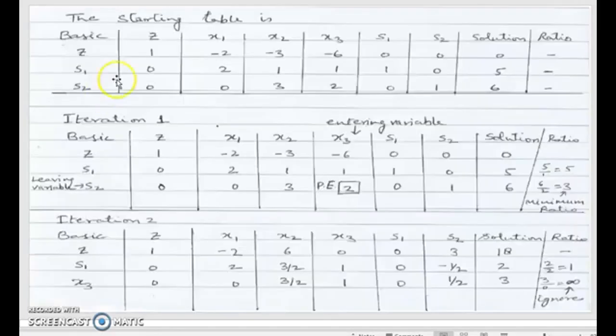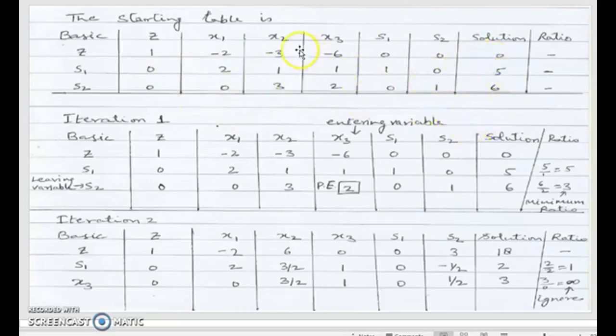So we write down the starting table. We write the basic variables here, s1, s2, and the Z row we have written after taking all the elements to the left hand side. So the coefficient of Z is 1, coefficient of x1 is minus 2, coefficient of x2 is minus 3, coefficient of x3 is minus 6, and the coefficients of s1, s2 are 0, 0, and the solution is 0. Similarly, we can write the s1, s2 rows, and these are the right hand sides of s1, s2.